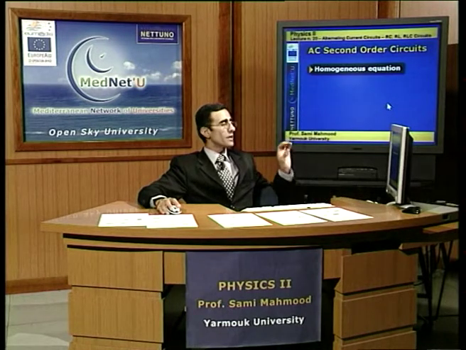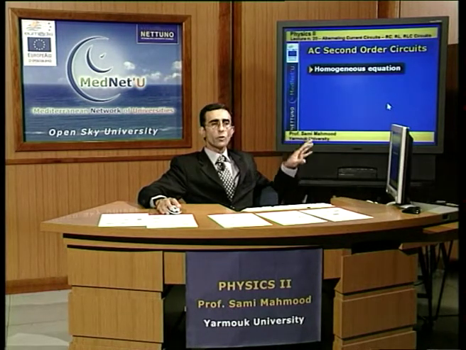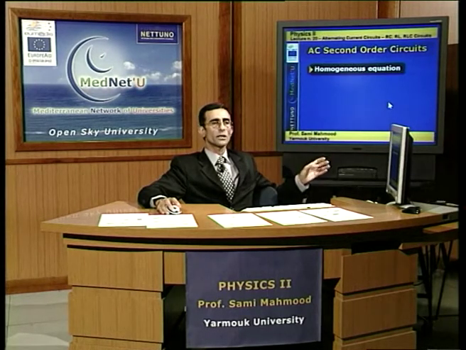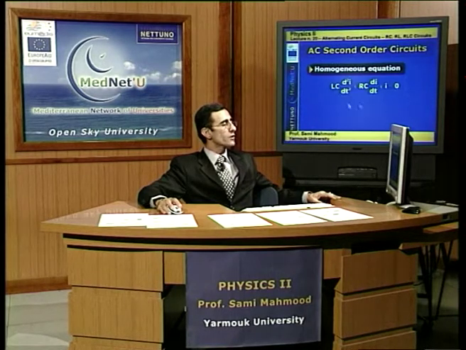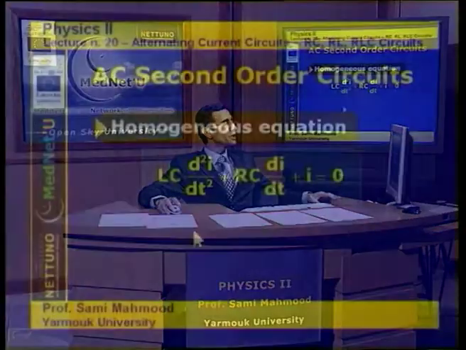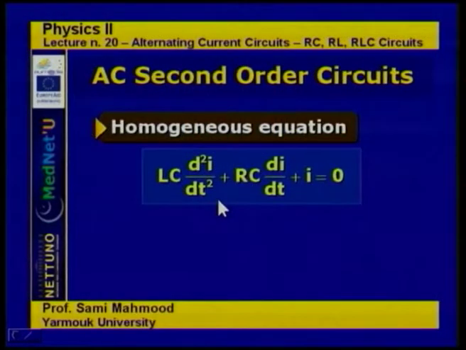And we solve it by solving both parts. First of all, we solve the homogeneous part, and then we solve the particular solution or the steady state solution. The homogeneous part is the solution of this homogeneous equation. LC, we just rearrange it: LC d²I by dt² plus RC dI by dt plus I is equal to 0.